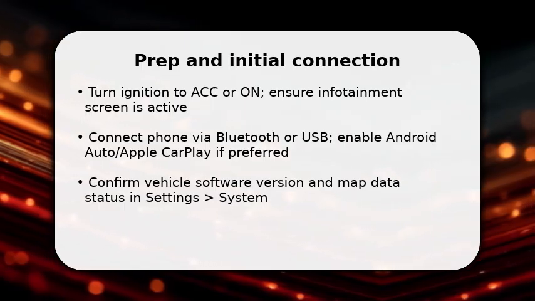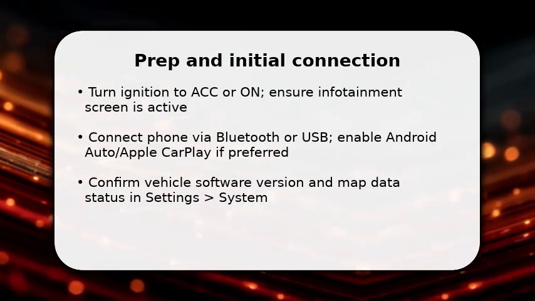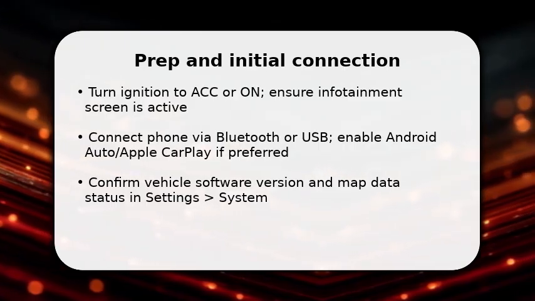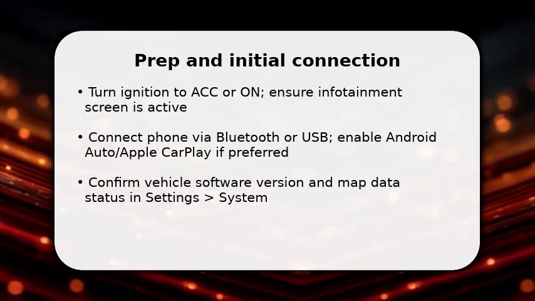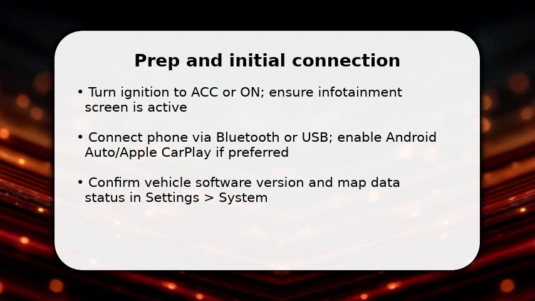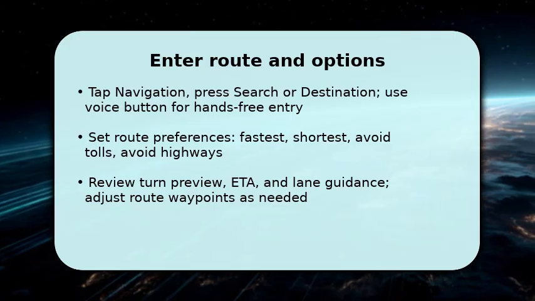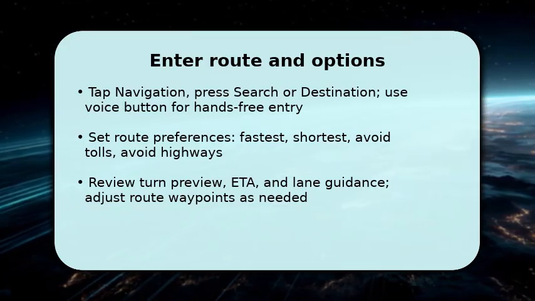Outdated maps slow routing. Once done, choose Navigation on the home screen and pick either onboard Maps or CarPlay/Android Auto as the navigation source to begin routing. You now enter your destination using the touchscreen or the steering wheel voice button for hands-free input.